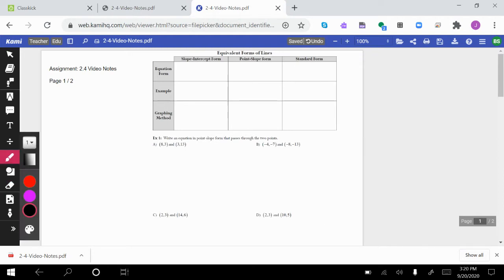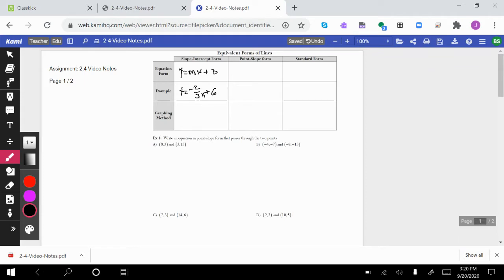So let's start working. First thing we have to look at is three different types of equations when we're talking about graphing lines, right? So we have slope-intercept form first, which you're probably familiar with as y equals mx plus b. An example of that would be y equals negative 2/3 x plus 6, where negative 2/3 is our slope, and 6 is our y-intercept.